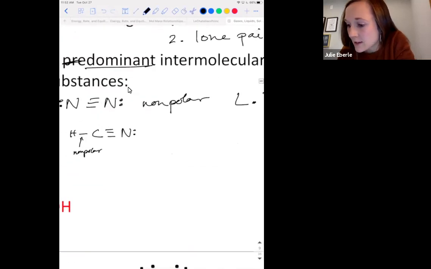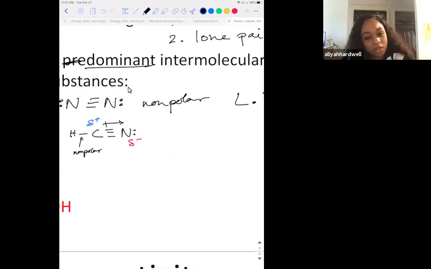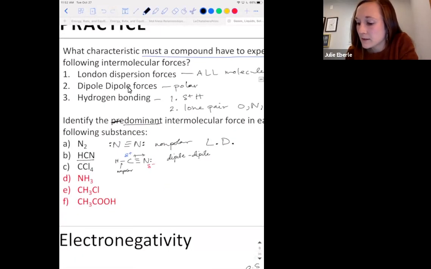So we have a semi-negative side and a semi-positive side, and we can draw a dipole in on this molecule. Boom, that direction. Because it's polar, there's no symmetry here. So the strongest force at play would be what? Dipole? Yep. Dipole-dipole interactions. Okay, so that's B.